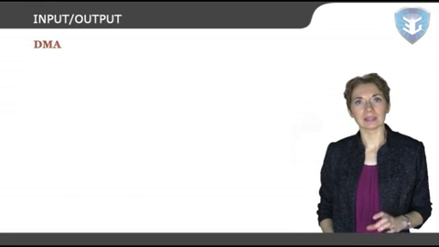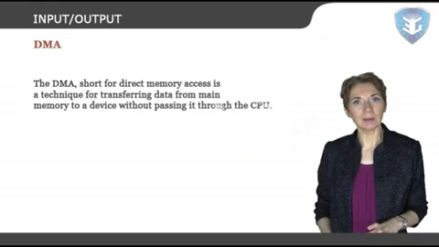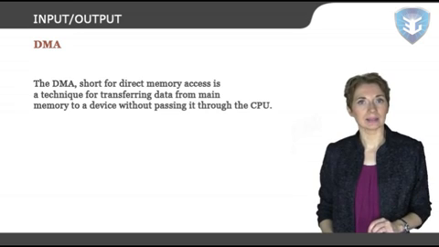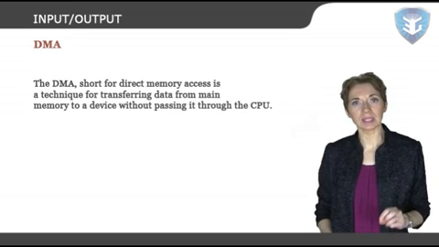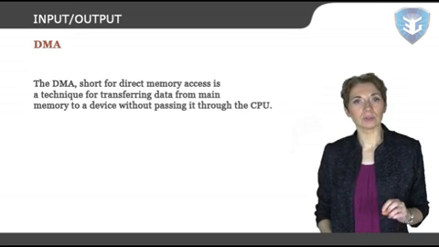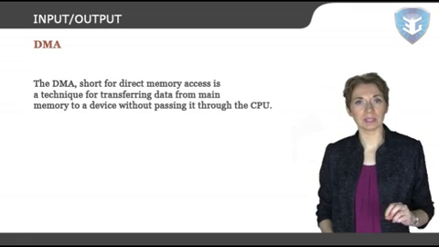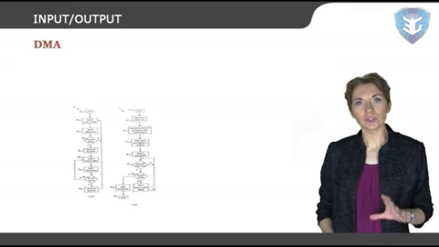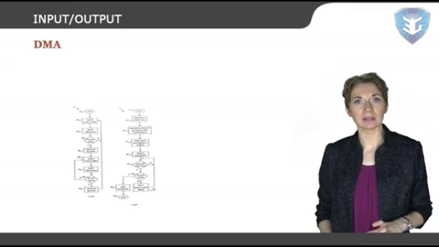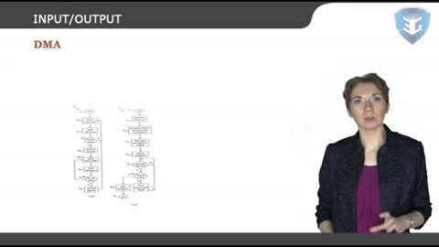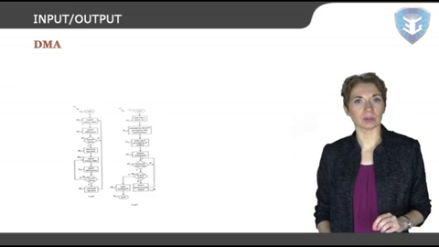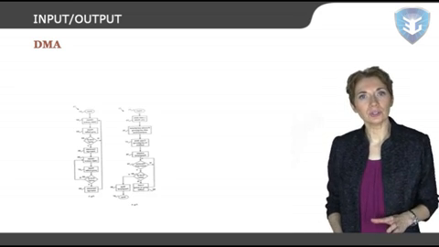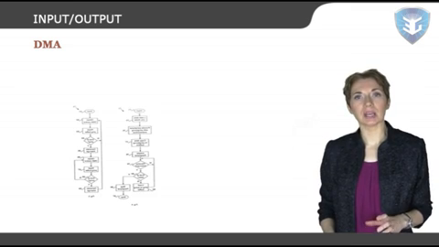Now we will discuss DMA. DMA, short for Direct Memory Access, is a technique for transferring data from main memory to a device without passing it through the CPU. Computers that have DMA channels can transfer data to and from devices much more quickly than computers without a DMA channel can. This is useful for making quick backups and for real-time applications.